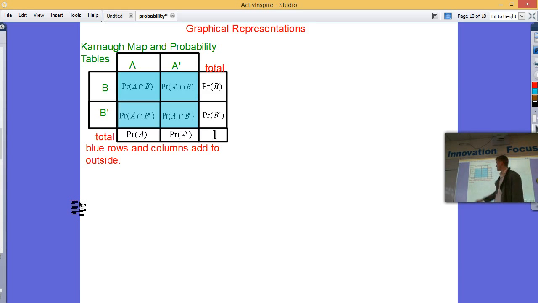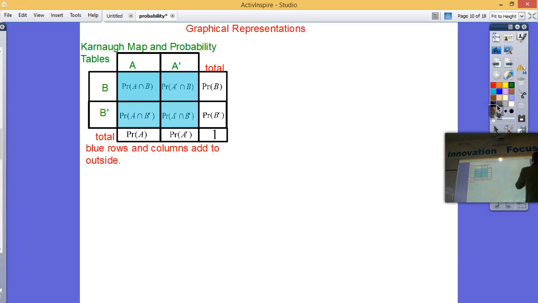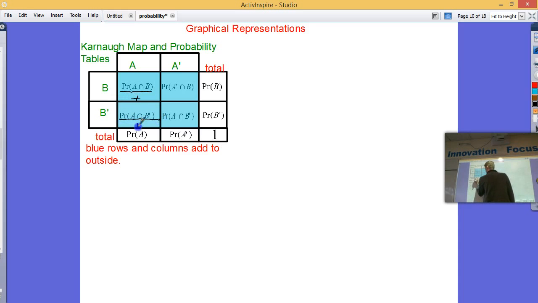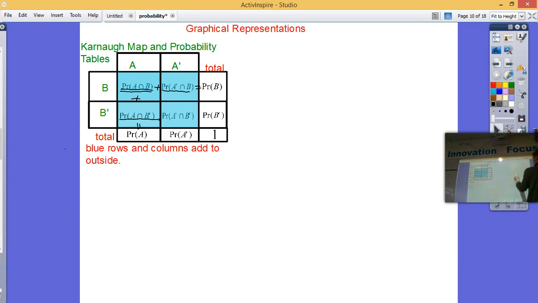Okay, what's important to realize is that all the rows and columns must add to get to the outside number. So that means that I have this probability of event plus this one, they combine and add together to equal probability of A. And so on. I can take the same row, I can now add the rows. That plus that must equal probability of B. Okay? Let's look at a problem.